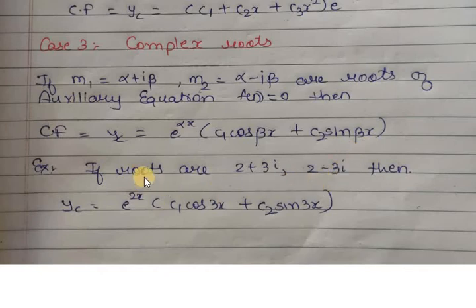Now consider the second example. If the roots obtained from the auxiliary equation are 2 plus 3i, 2 minus 3i. Here as you can see, the roots are complex and different. Therefore first of all we will compare this with alpha plus or minus beta i. Therefore alpha is 2 because alpha is the real part, and beta will be 3 because beta is the imaginary part. So CF is given by this formula, so it will be e raised to 2x because alpha is 2, in bracket c1 cos 3x plus c2 sin 3x because beta is 3.